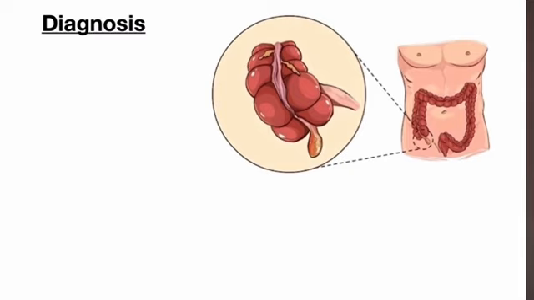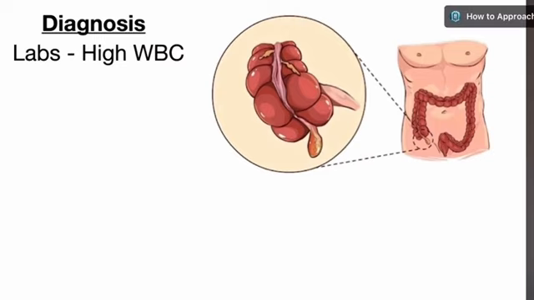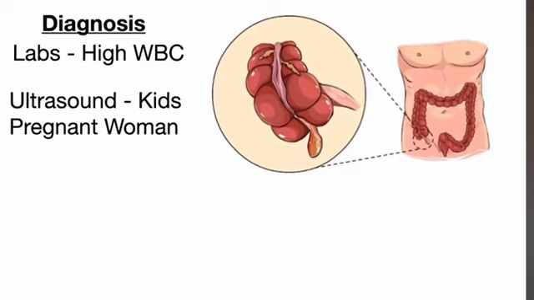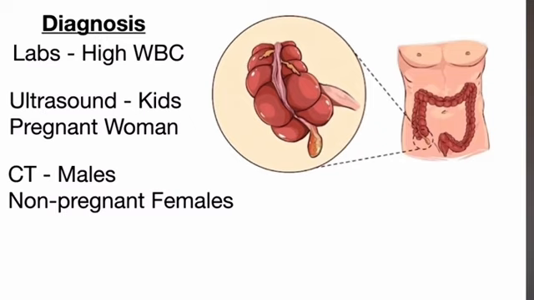Now, how do we diagnose appendicitis? Typically, blood work and some type of imaging is performed. On the blood test, you might see an elevated white blood cell count due to the inflammation and/or infection that's present. However, a normal white blood cell count does not rule out appendicitis. In terms of imaging, there are a few different modalities. The first one is ultrasound, which is usually the imaging of choice for pediatric patients and pregnant women. You can also see appendicitis on CT abdomen and pelvis. This can be used on males or non-pregnant females.